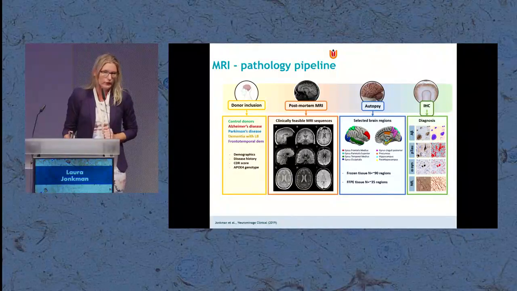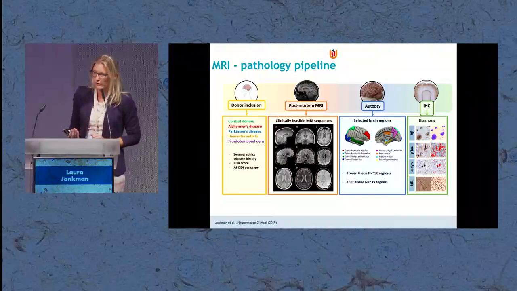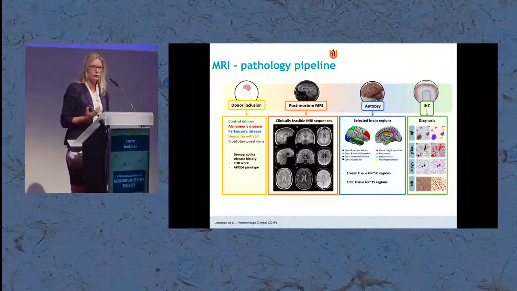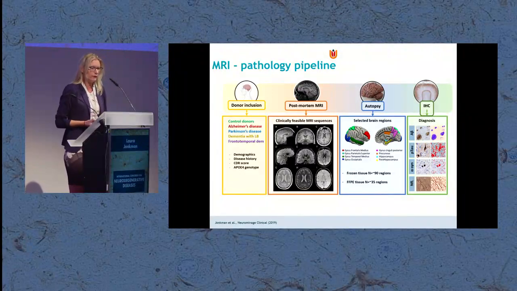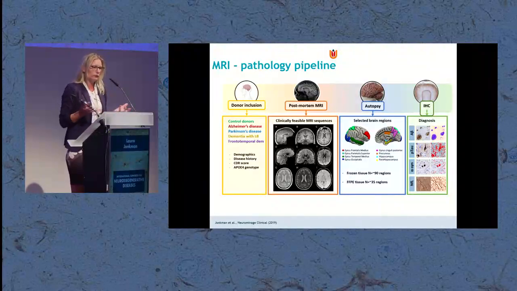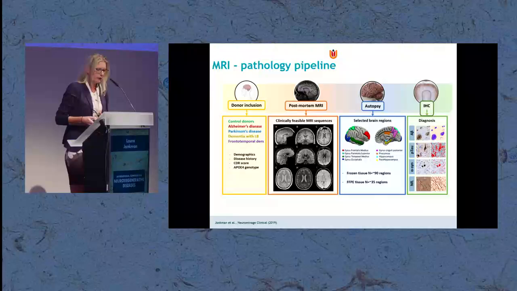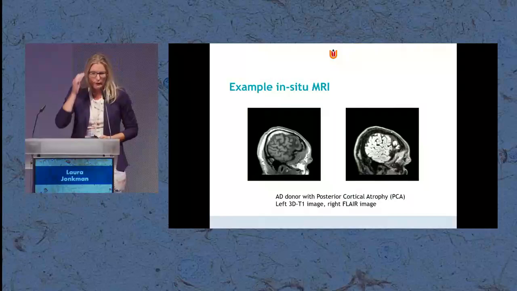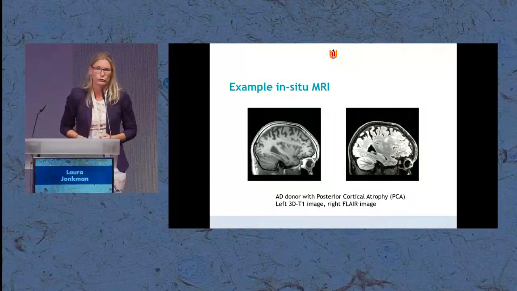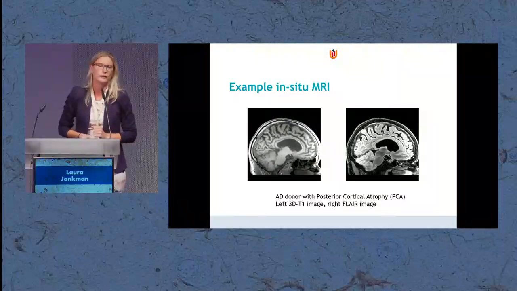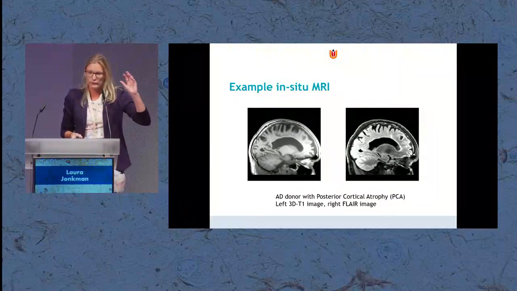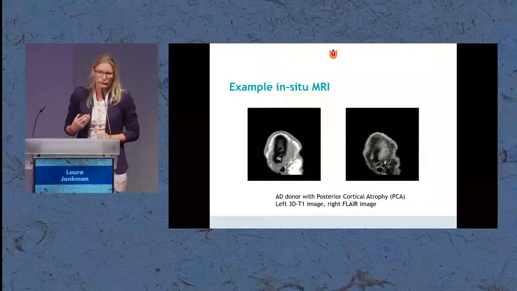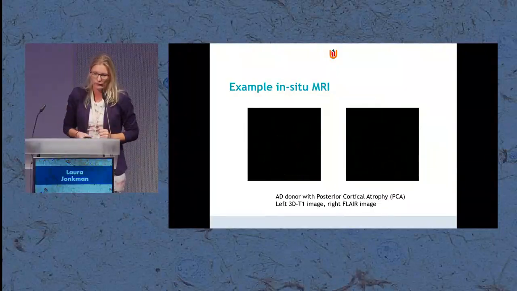On the neuropathology part for our own studies, we generally tend to go towards digital quantitative pathology, so to use quantification rather than just the staging of the disease. To give you an idea of how our pipeline works, I'll first show an example of this in situ MRI. This is an Alzheimer's disease case with posterior cortical atrophy. On the left, you see a T1 image, and you actually see some atrophy in the parietal regions. And on the right, you see a FLAIR image with some hyperintensities there.